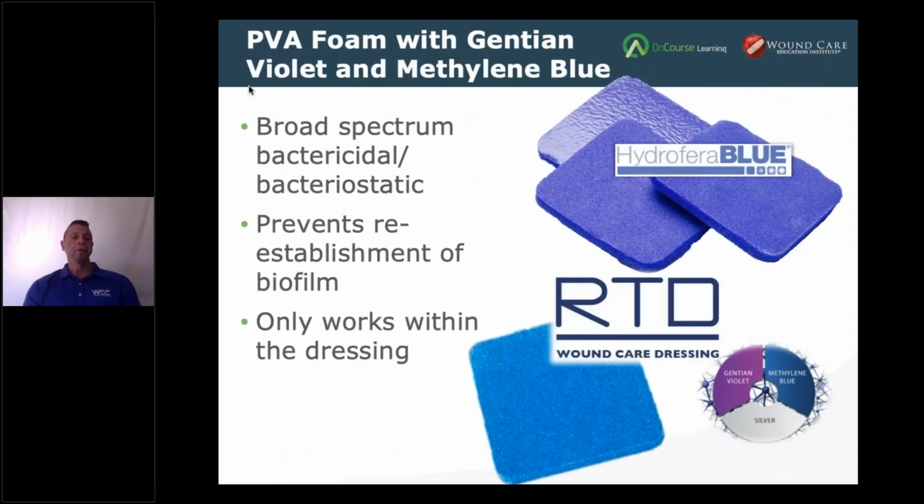PVA foam. Any of these foams out there that you are seeing with gentian violet and methylene blue, I call it GVMB. Okay? GVMB are chemical dyes that have been used for years. They're old school back in the day where they actually used the physical dyes in the wound, but now they're impregnating them into dressing. They have a broad spectrum bactericidal, bacteriostatic effect, and can prevent the reestablishment of a biofilm once it's been removed. Again, these chemical dyes, the GVMB, do not leave the dressing. So understand that they're only killing bacteria and preventing biofilm reformation inside the dressing.